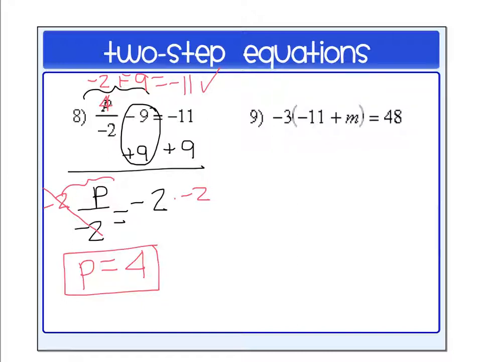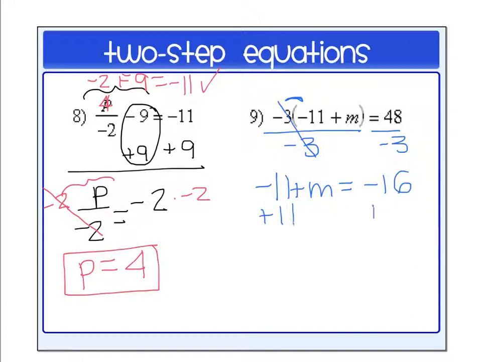A reminder for number 9, since these two here are connected by multiplication, I'm going to undo the multiplication by dividing. So I'm going to divide both sides by negative 3. Negative 3 over negative 3 is 1. I'm left with negative 11 plus m equaling negative 16. I have to get rid of my minus 11, so I'm going to add 11 to both sides. And this zeroes out, m equals negative 5.